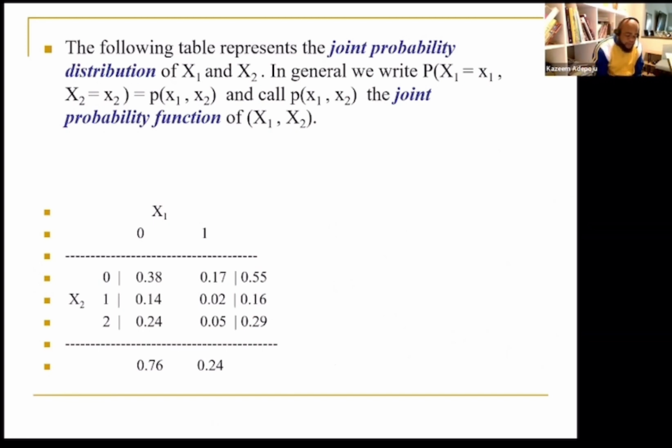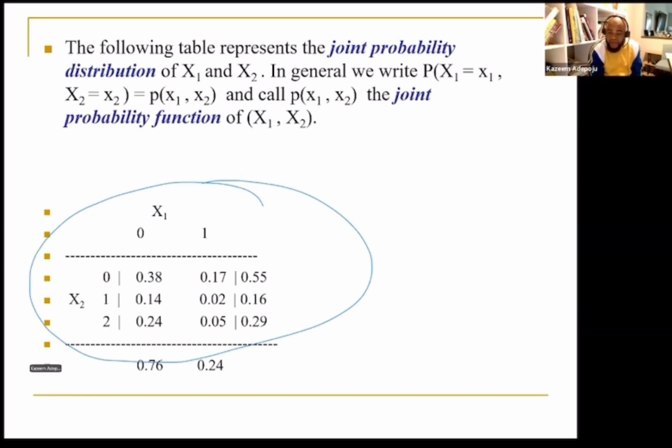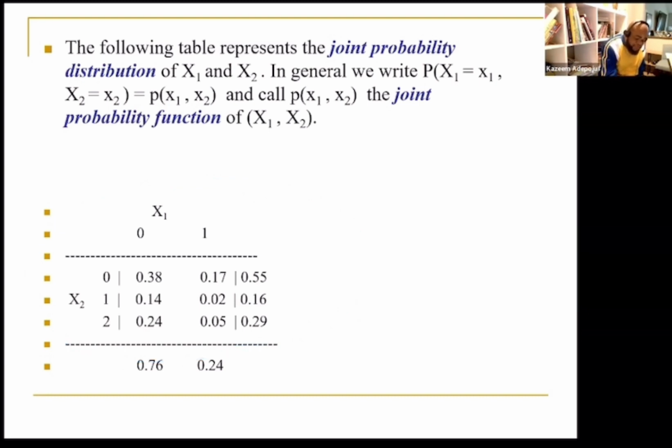This is a contingency table that I just talked about. You are given all this probability. Take a look at this. X1 has a 0, 1 level. Can you see that? And X2 has a 0, 1, 2. Take a look at that.